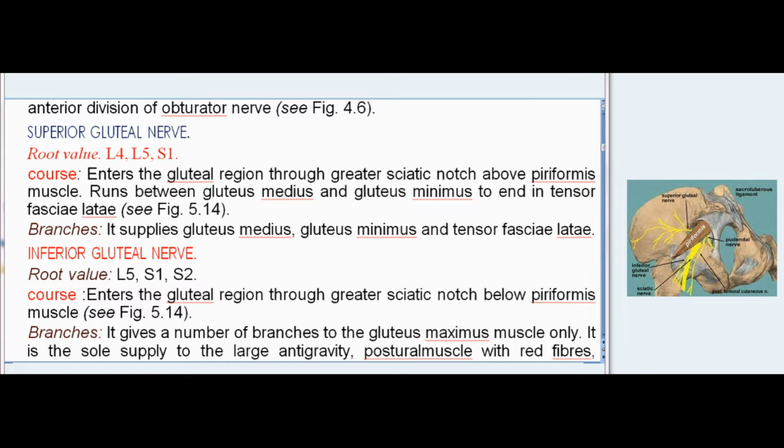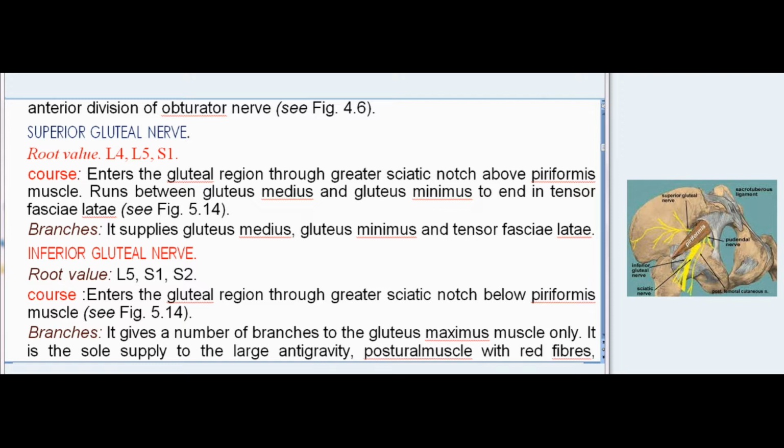Superior gluteal nerve. Root value: L4, L5, S1. Course: enters the gluteal region through greater sciatic notch above piriformis muscle. Runs between gluteus medius and gluteus minimus to end in tensor fasciae latae, see Fig 5.14. Branches: it supplies gluteus medius, gluteus minimus, and tensor fasciae latae.